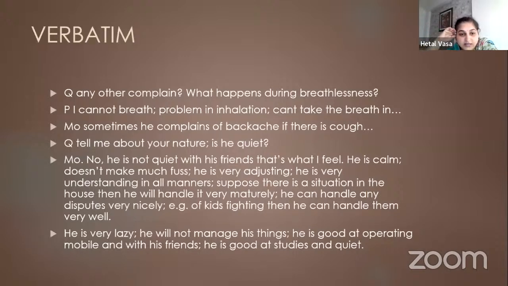Then the mother says he's very lazy. He will not manage his things. He is good at operating the mobile and with his friends. Most teenagers are nowadays on mobile, so it is some obvious thing. But he's good at studies.